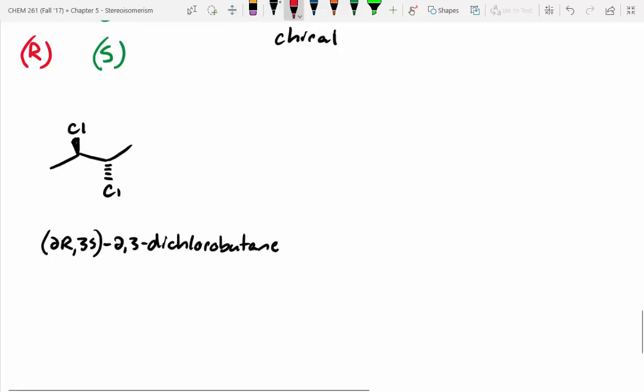All right, so that's assuming that I'm numbering going this way, right? What if I numbered the opposite way? So let's say I draw the same molecule over here in blue.